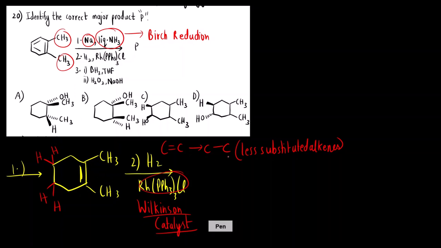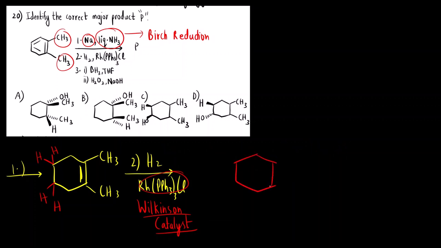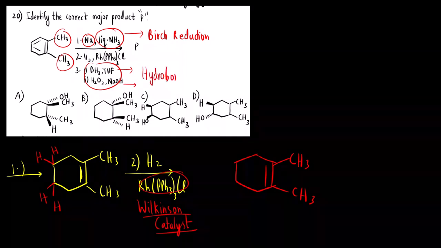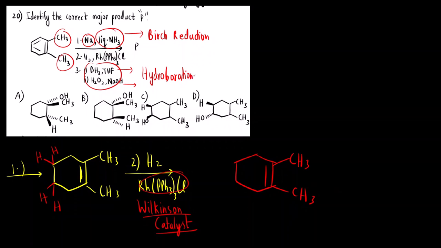So this I can write again here, double bond, CH3 CH3. Just by this step, what we have to do next step is BH3 THF, H2O2 NaOH. This is hydroboration oxidation. So which rule is followed here?